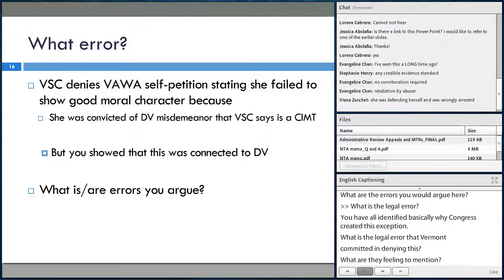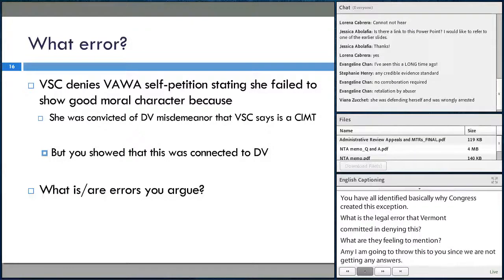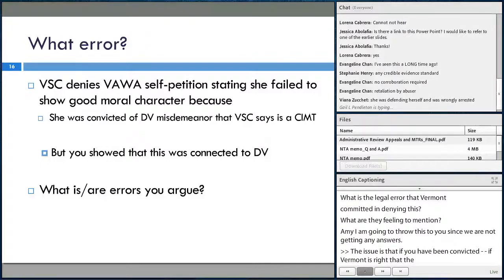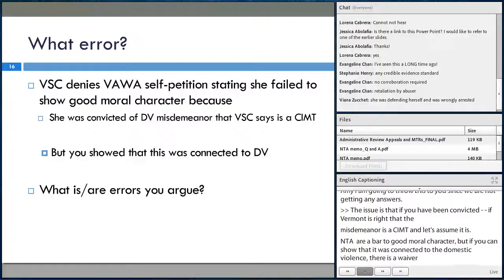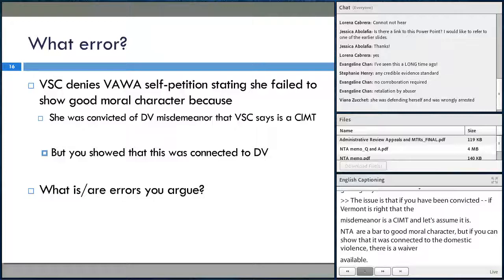So, the issue is that if you've been convicted of a CIMT, if Vermont is right that this DV misdemeanor is a CIMT, and let's assume for the sake of argument in this hypo that it is, CIMTs generally are a bar to good moral character at INA 101(f). But if you can show that it was connected to the domestic violence, there is a waiver available. And so Vermont, if they find that it's connected to domestic violence, and presumably you showed that, should be able to waive this and still find that your client has good moral character.